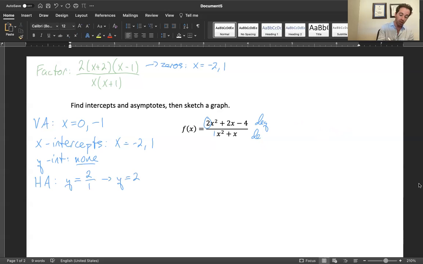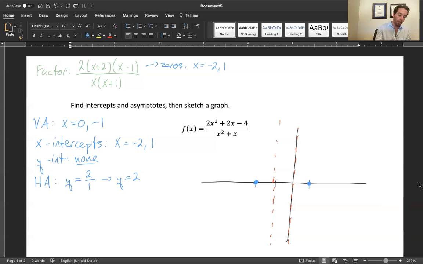All right, I am ready to draw a graph here with one little caveat that I'll run into in a minute. I've got vertical asymptotes at 0, usually shown with a dashed line, and also at -1, which I'll show with another dashed line. Okay, the zeros are going to be at -2 and at 1.